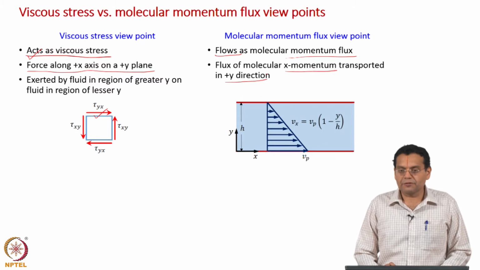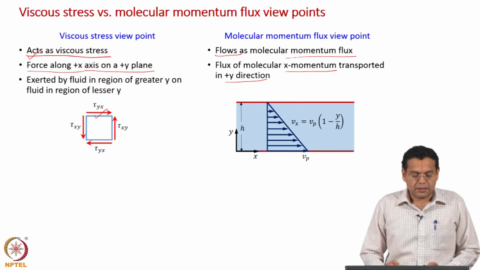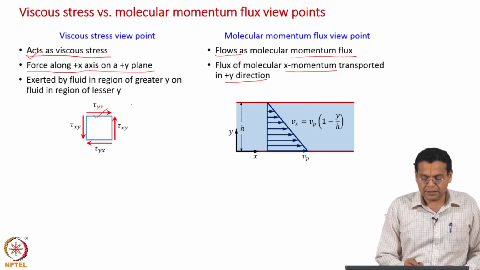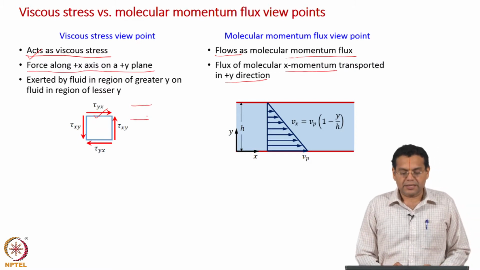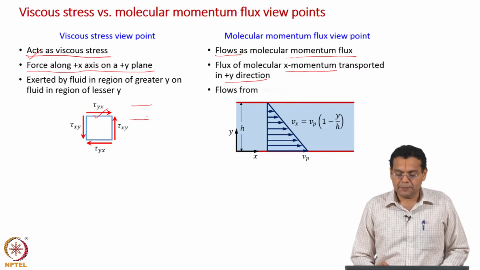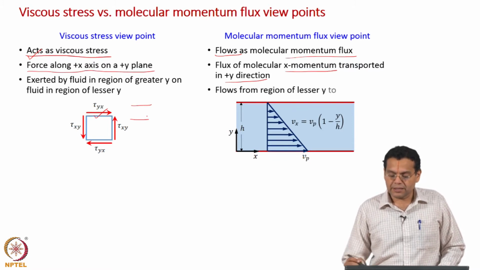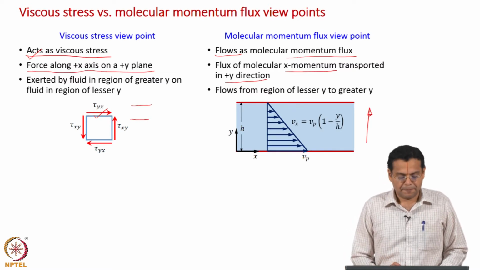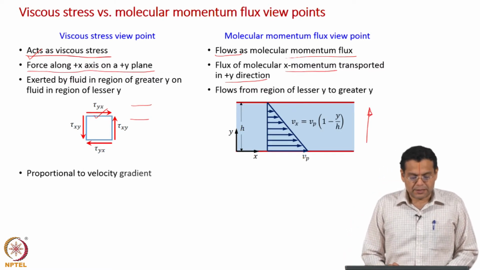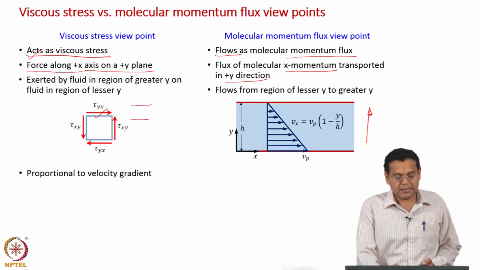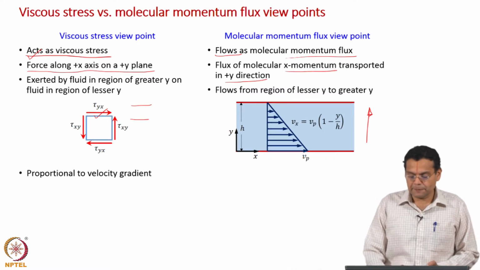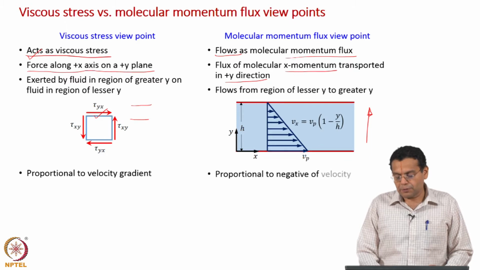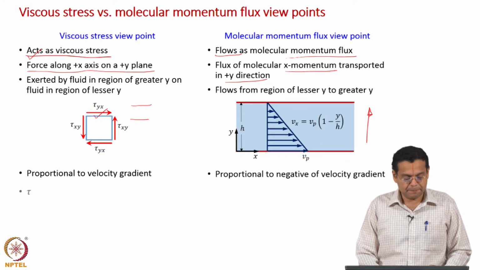And in terms of regions, it is exerted by fluid in the region of greater y on fluid in the region of lesser y. Here, what happens? Momentum flows from the region of lesser y to the region of greater y. In the fluid mechanics case, the stress is proportional to the velocity gradient, and now it is proportional to the negative velocity gradient.